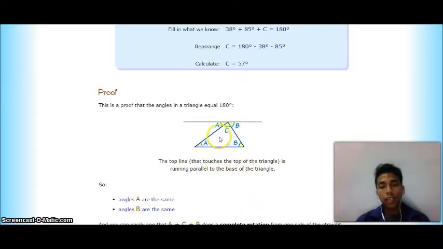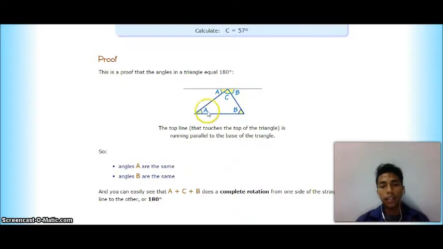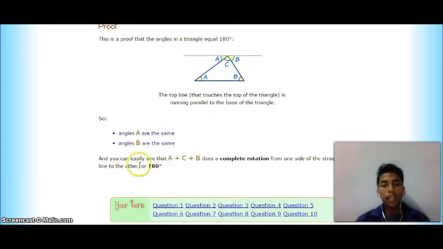Okay. We can also get angle A at this line and angle B at this line, but the line must be parallel to the base of the triangle. So angle A at this and at this is equal because there is a Z shape. And angle B at this and at this is also the same because there is a Z shape. So you can easily see that A plus C plus B does a complete rotation from one side of the straight line to the other, or 180.